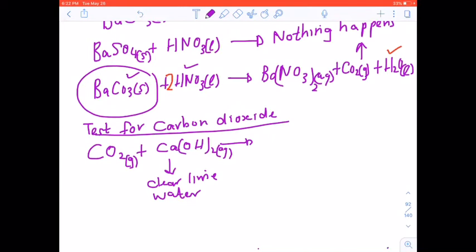The reason it becomes milky is because it forms calcium bicarbonate. Right, so it forms calcium bicarbonate, which is milky, meaning it is settling out of solution, and there it becomes milky.